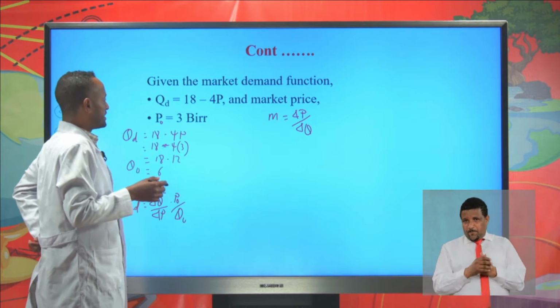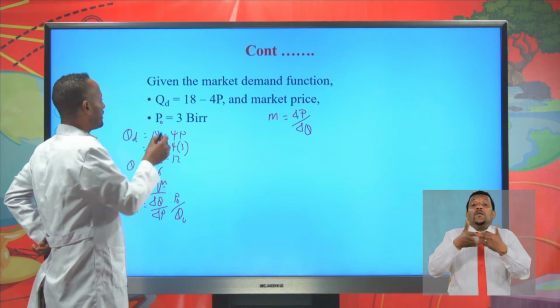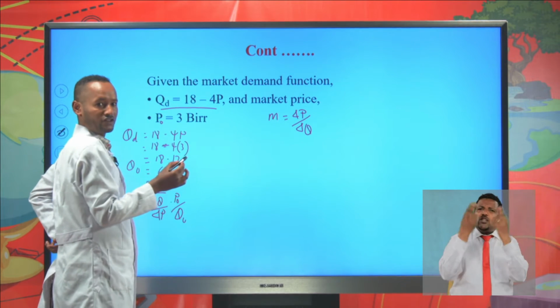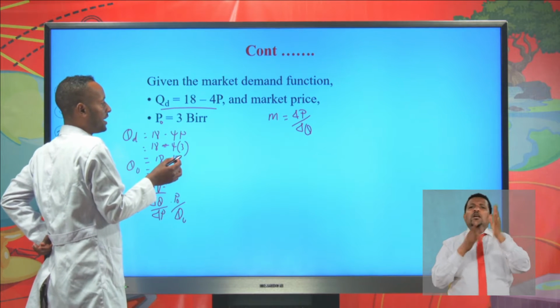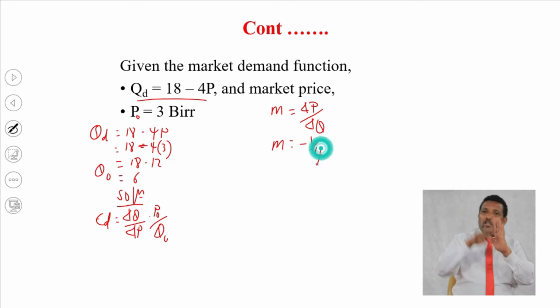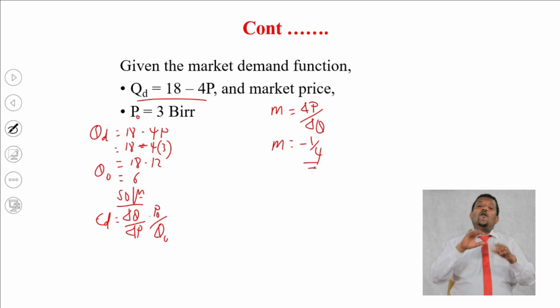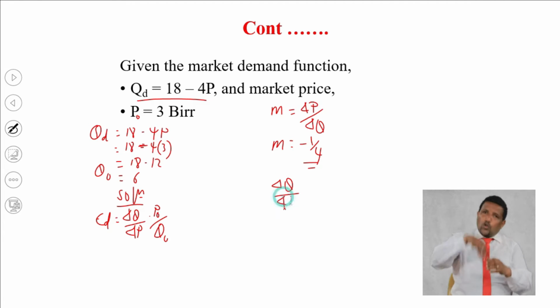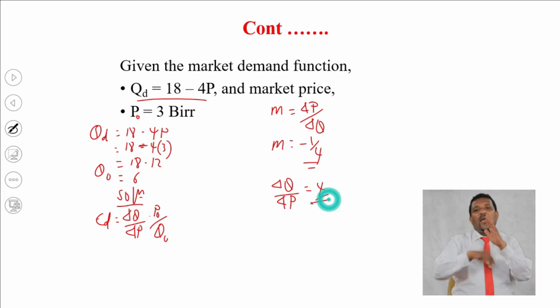From your previous lessons, simply by working from the given demand function, you can identify the slope of the demand function. The slope of the demand function is the reciprocal of the coefficient of price. The coefficient of price is minus 4, and the reciprocal of the coefficient of price is minus 1 over 4. So we get the slope. If the value of the change in P for the change in Q is minus 1 over 4, then the change in Q for the change in P will be minus 4. Simply, you can take the coefficient itself.